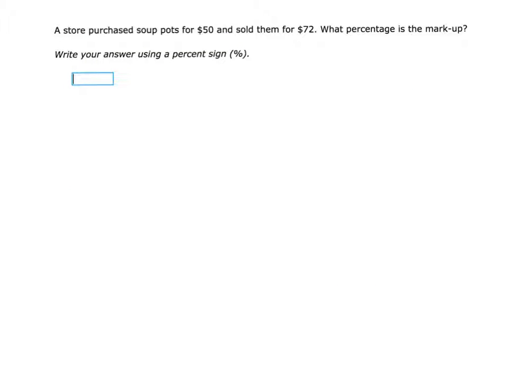A store purchased soup pots for $50 and sold them for $72. So what is the percentage markup? So they're adding additional money so that they can make some profit. If they sold them for exactly what they paid, they obviously wouldn't make any money and they'd have to close up their store. So the amount of change divided by the original amount.